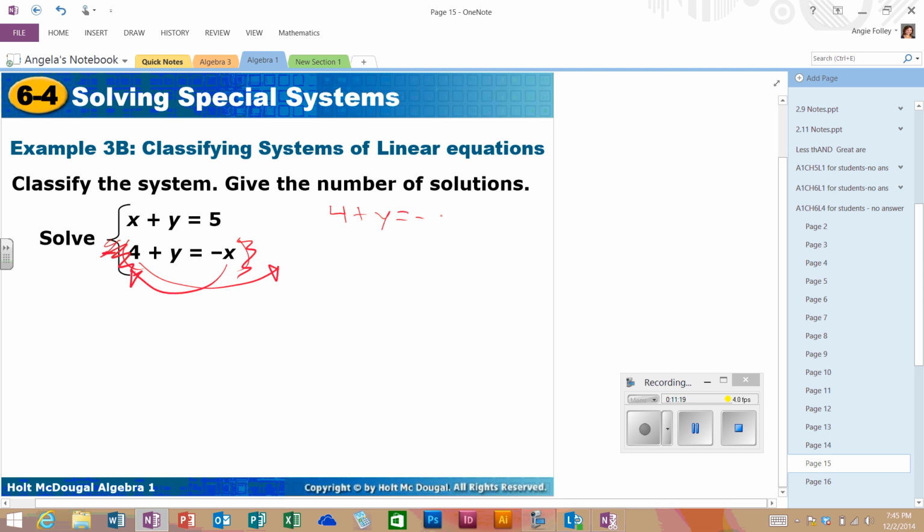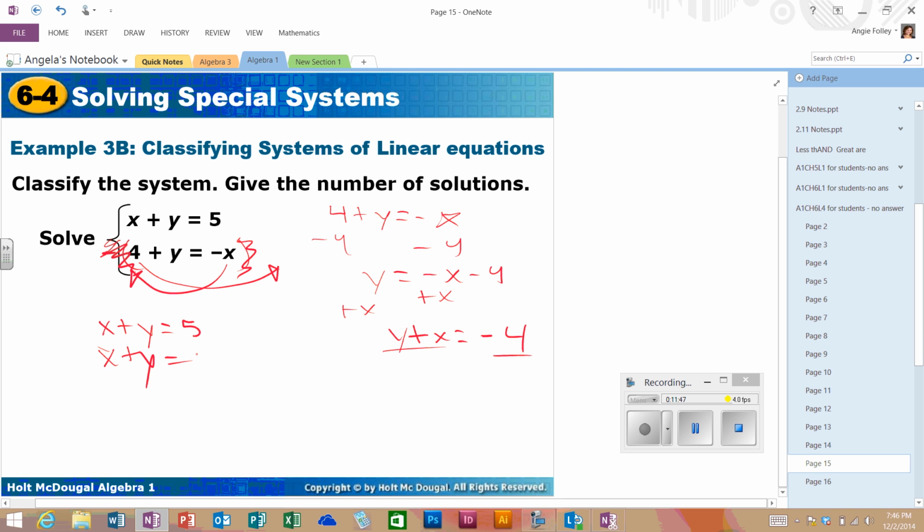4y equals negative x. I'm going to move the 4 over, so I get y equals negative x minus 4, and then move the x back. So I get y plus x, or however you want to write it, y plus x equals negative 4. Now, I'm going to line them up. So I'm going to write my first equation. I'm going to write my second equation, and I can flip the x and the y on that side.